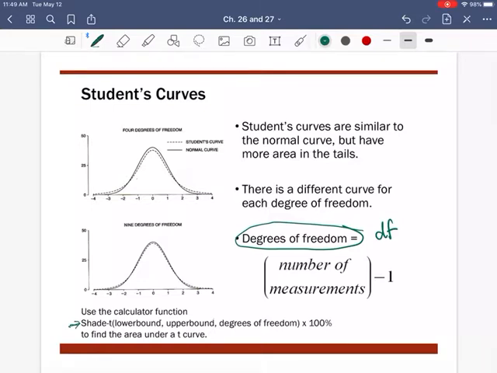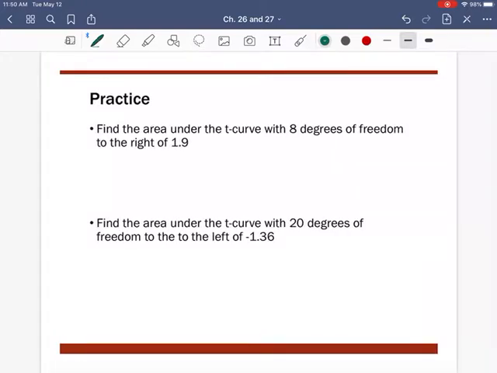And when you go to calculate the area under the curve, instead of using shade norm, we're going to use shade T now, where it's still the lower bound and upper bound, but then instead of 0 and 1, we use the degrees of freedom to find that area under the curve. So we'll do that here in a minute as well. Right here, it says find the area under a t-curve with degrees of freedom of 8 to the right of 1.9. So we've got our t-curve, and we're looking to the right of 1.9.